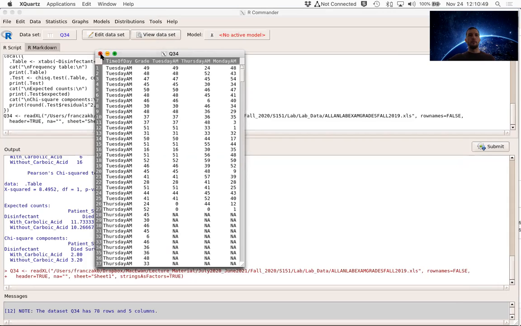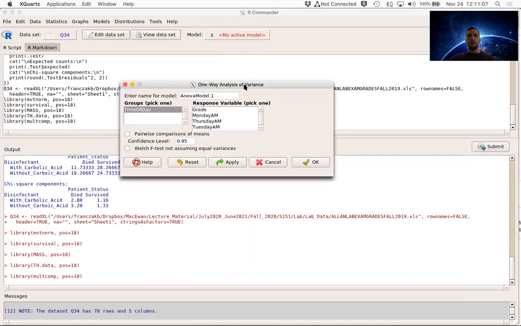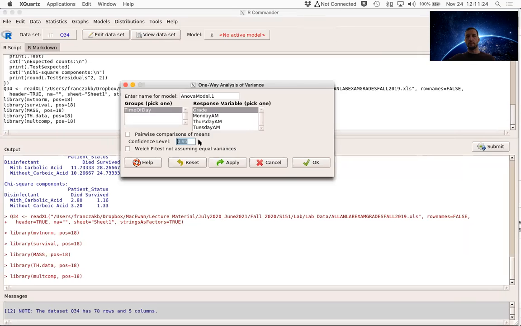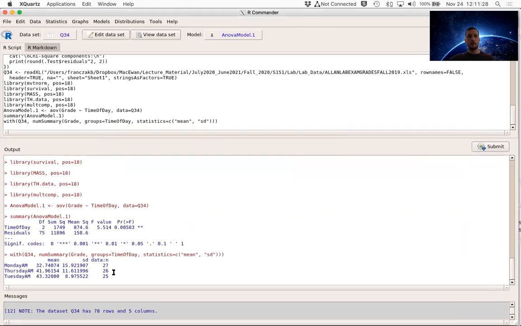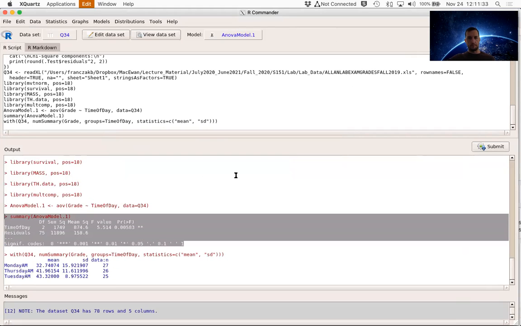So to run the ANOVA, we click statistics, means, one-way ANOVA, and then we group by time of day, and our response is the grade on the test. We don't click either of these things, and our confidence level is 0.95. Click OK. And then here is the ANOVA table.